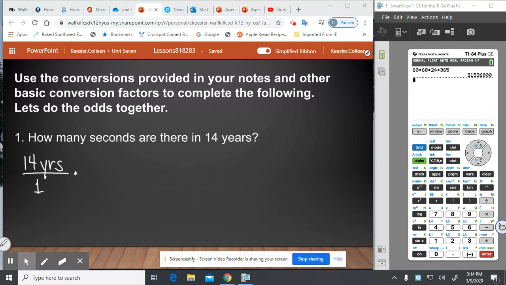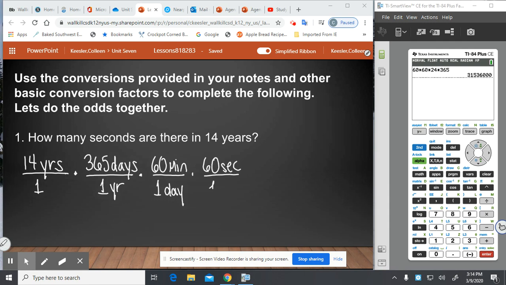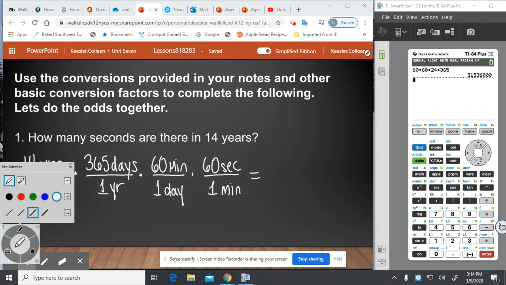So we know that there are 365 days in 1 year. We know that there are 60 minutes in 1 day. We know that there are 60 seconds in 1 minute. So we've gotten down to seconds using some basic conversion factors. And now we can actually calculate how many seconds will be in 14 years.